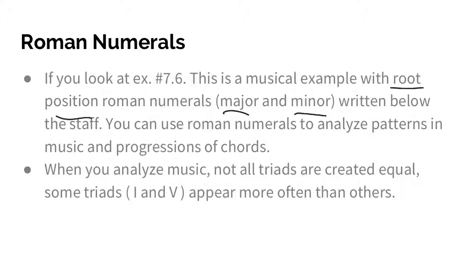You can use Roman numerals to analyze patterns in music and progressions of chords. When you analyze music, not all triads are created equal. Some triads, 1 and 5, appear more than others. I'll tell you right now, 1 and 5 are huge chord numbers in all music, so be aware you'll be seeing those a lot as we analyze music in the future.